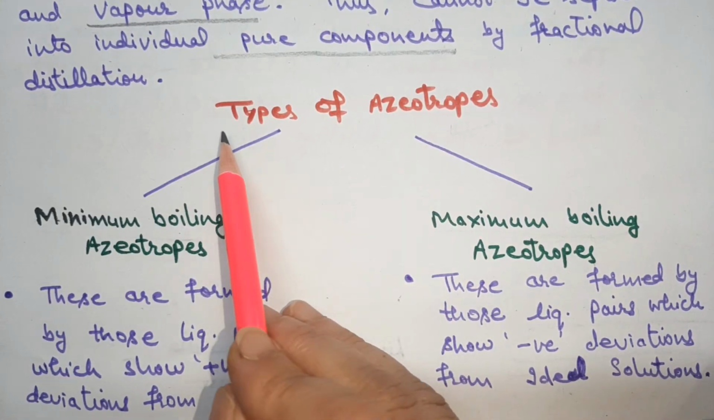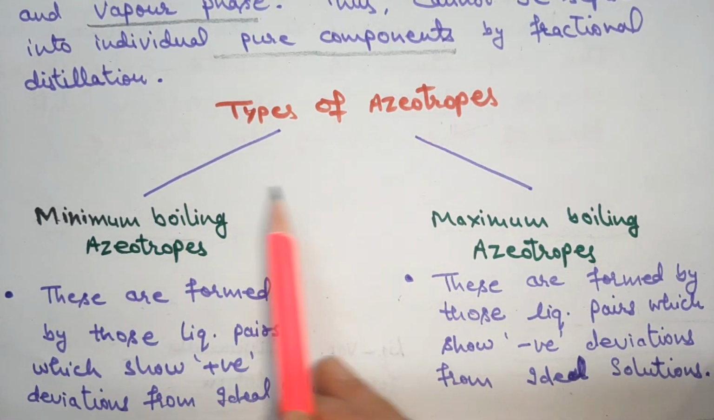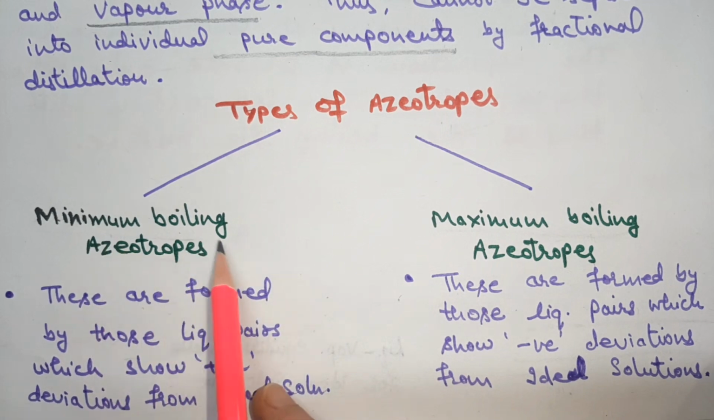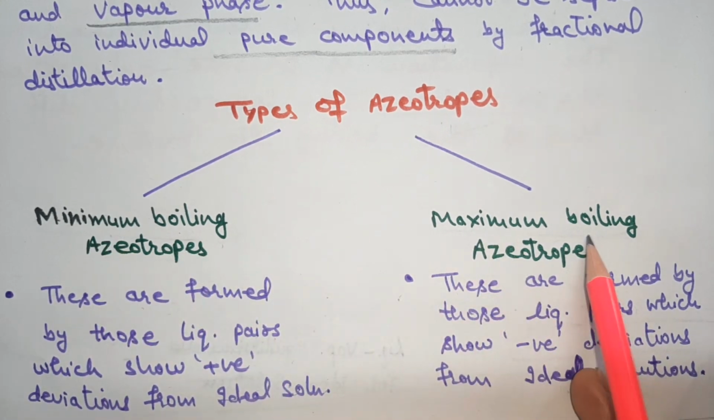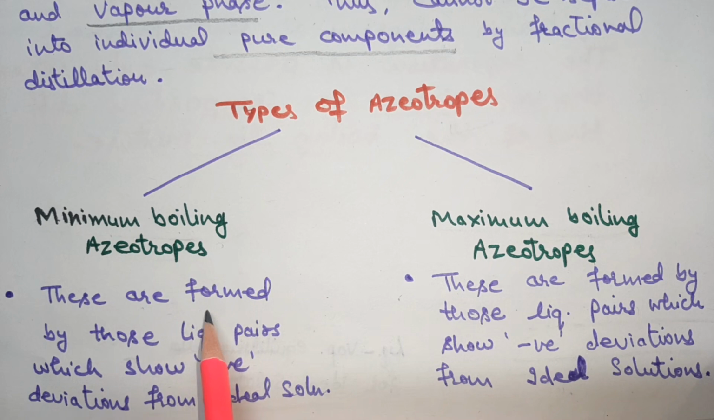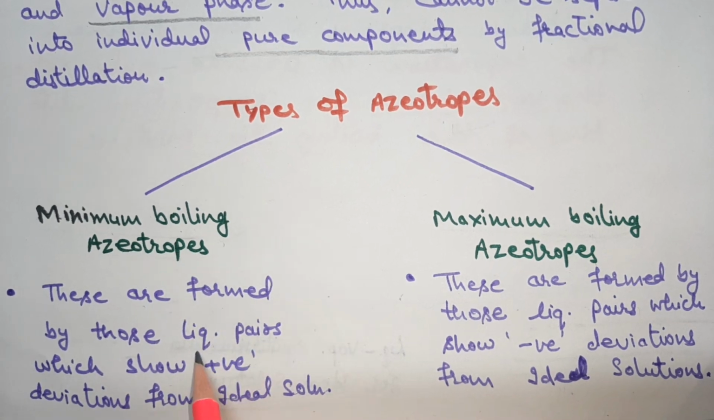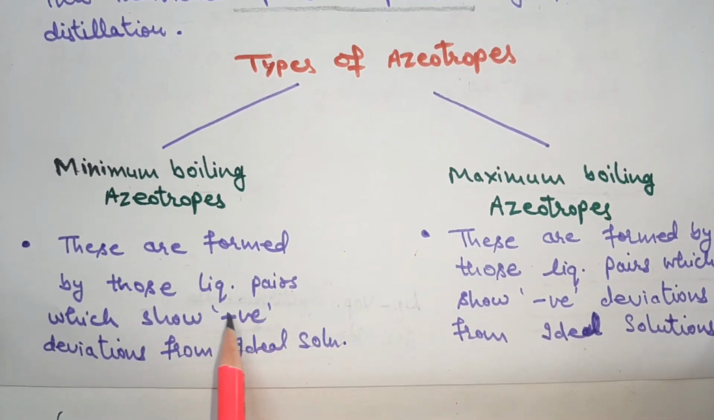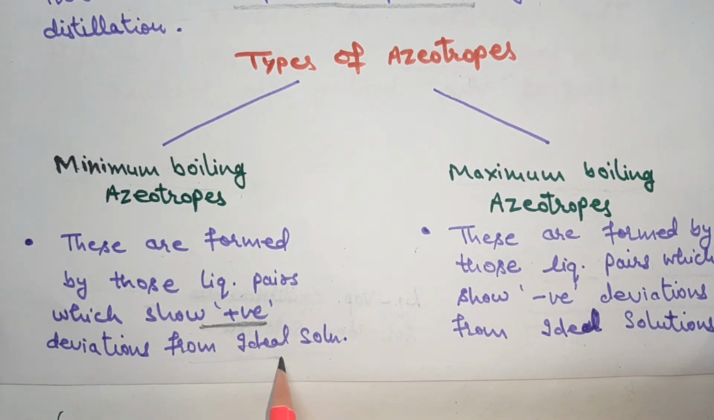Next we are having types of azeotropes. So we are having two types of azeotropes: minimum boiling azeotropes and maximum boiling azeotropes. Minimum boiling azeotropes are formed by those liquid pairs which show positive deviations from the ideal solutions.